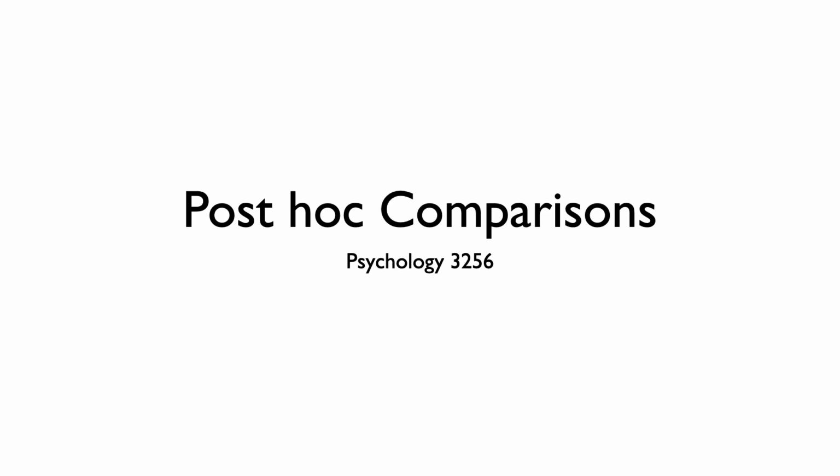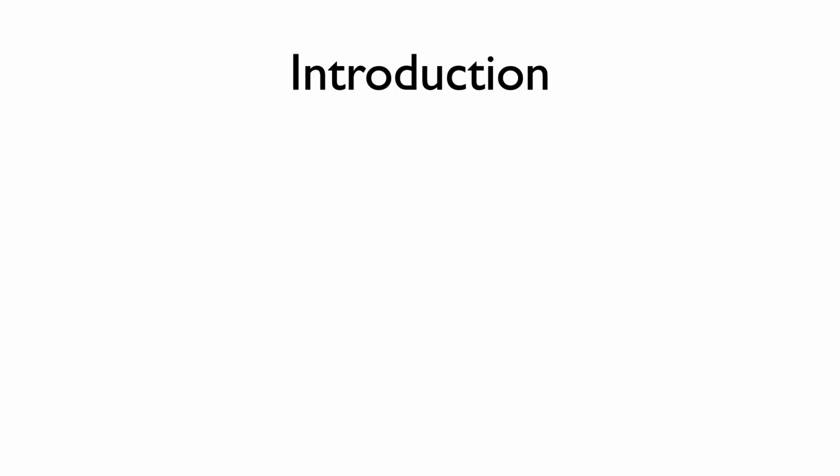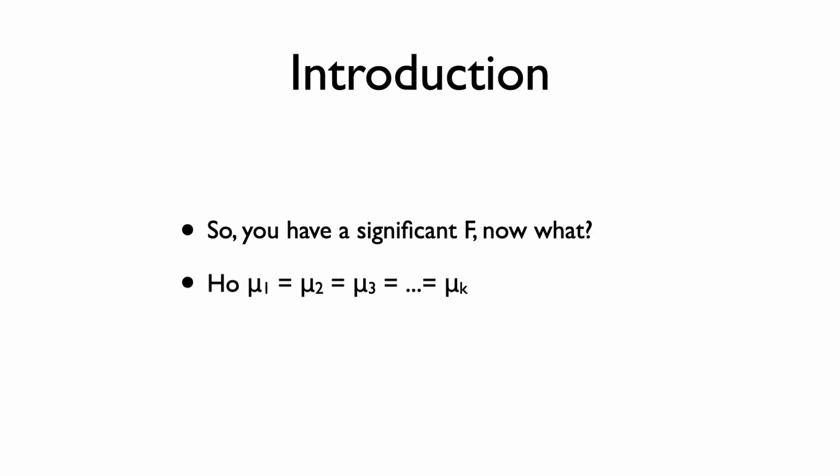So let's talk about post hoc tests. Topic 2 today. So you have a significant F, now what? Maybe you transform your data, whatever. But the output says p is less than 0.05, and it's a good day when that happens. Makes you happy, right? So what do you do at that point?